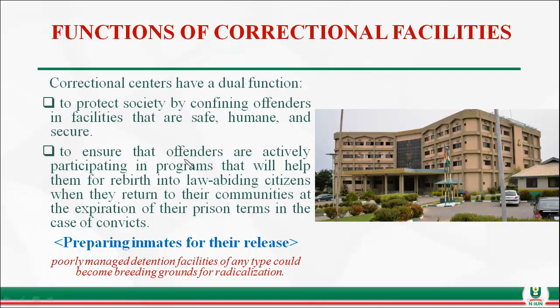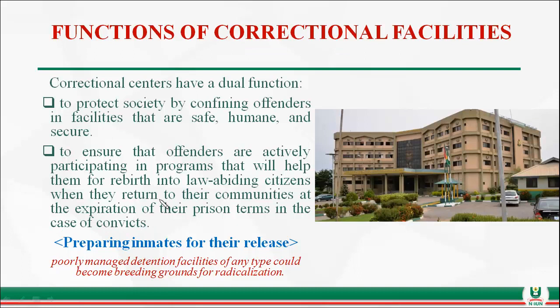Again, to ensure that offenders are actively participating in programs that will help them to become law-abiding citizens when they return to their communities at the expiration of their prison terms, in the case of convicts. So for those offenders who have been convicted and are serving their prison term, the function of the correctional facility is to ensure that they participate in those programs that will help rehabilitation in order for them to become law-abiding citizens. These are the two dual functions of the correctional facilities.